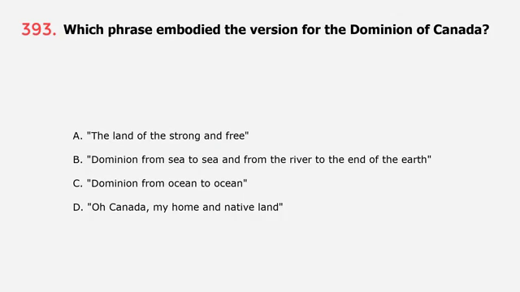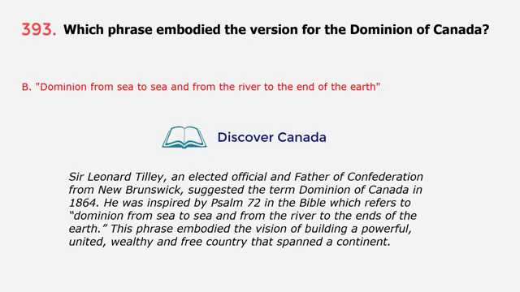Question 393. Which phrase embodied the version for the Dominion of Canada? A. The land of the strong and free. B. Dominion from sea to sea and from the river to the end of the earth. C. Dominion from ocean to ocean. D. O Canada, my home and native land. The answer is B. Dominion from sea to sea and from the river to the end of the earth.